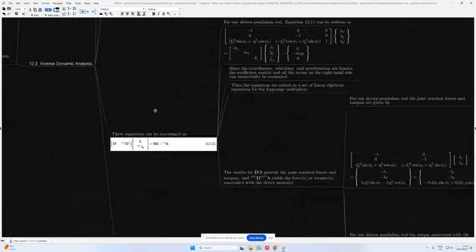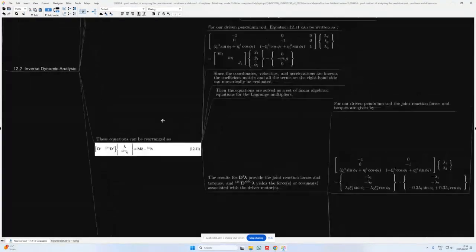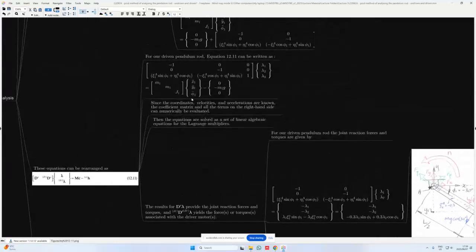Now, these equations can also be rearranged once again in matrix form. So we have a matrix that consists of a Jacobian submatrix for the constraints or the kinematic joints, and then for the driver constraints as well, multiplied by a Lagrange vector, which is once again broken up into the kinematic joint Lagrange multipliers and the driver Lagrange multipliers as well. And this must simply be equal to M C double dot minus our applied forces vector. In the case of our driven pendulum rod, equation 1211 can then be written in this form that we have over here.